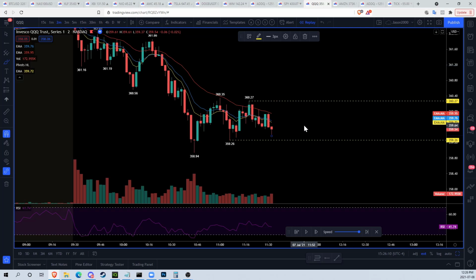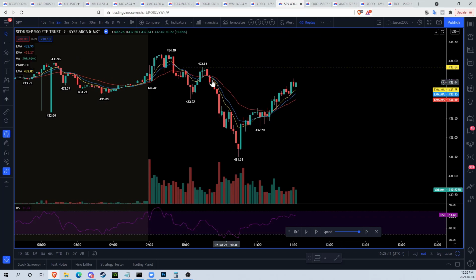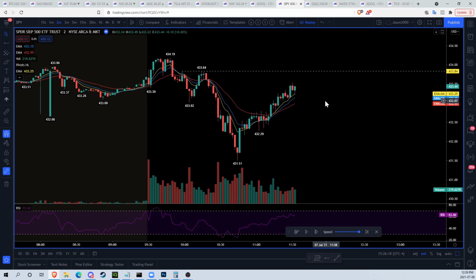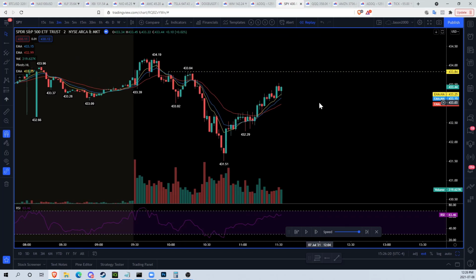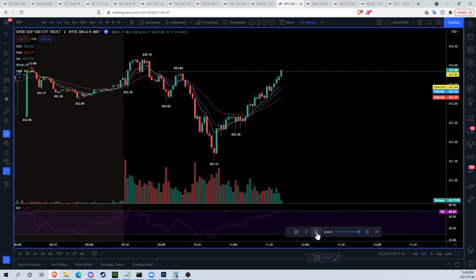So let's go and see what happens here on QQQ in the 2-minute time frame. Actually, before we do that, why don't we go look at SPY and see what happens? Because 433.84 is a key level on the 2 and 5-minute time frame. That's a double top. If we don't break that, we're going to get into a little bit of trouble. So let's take a look and see what happens here.